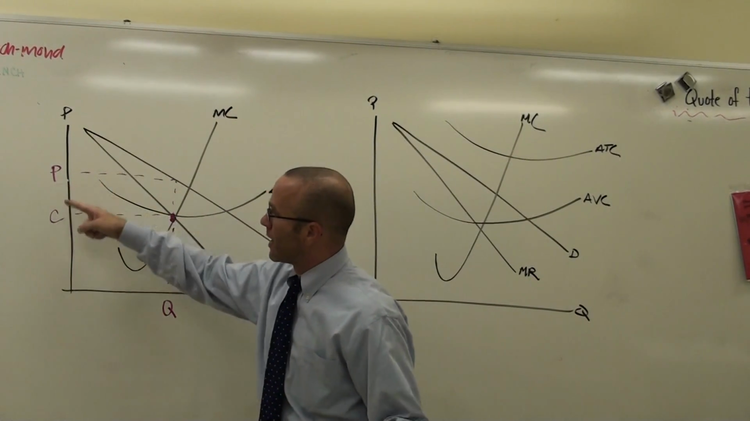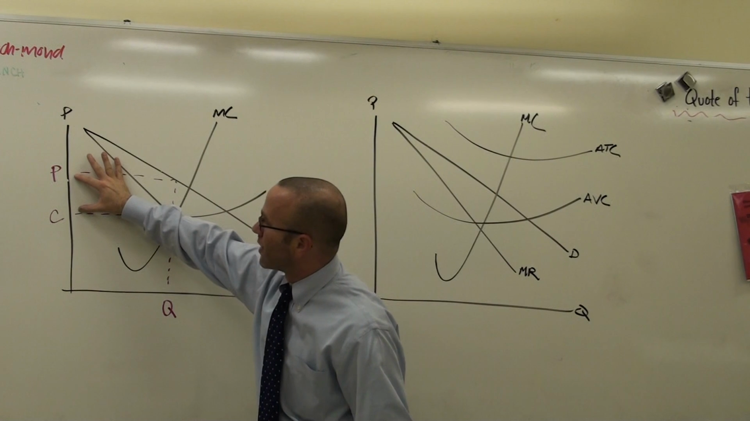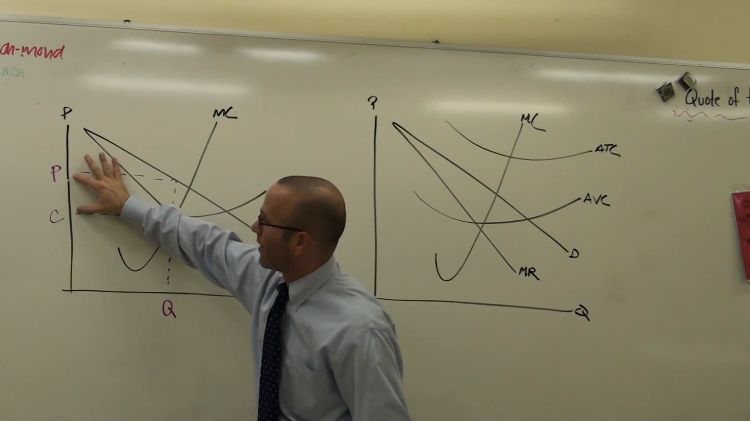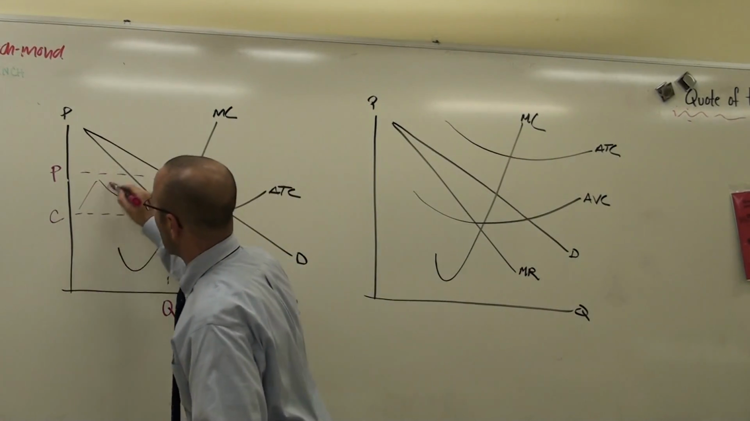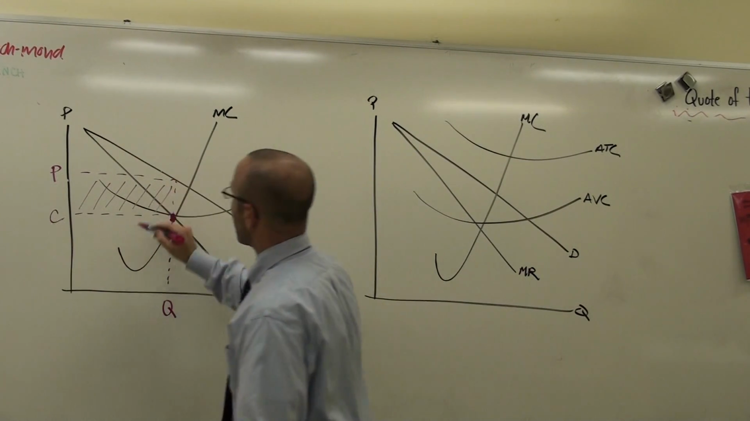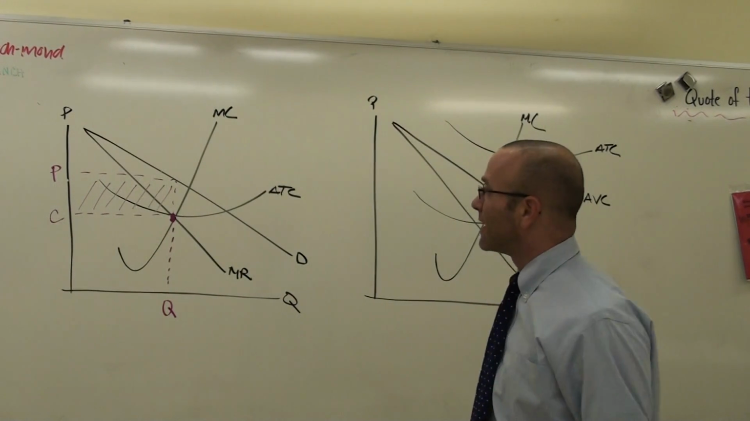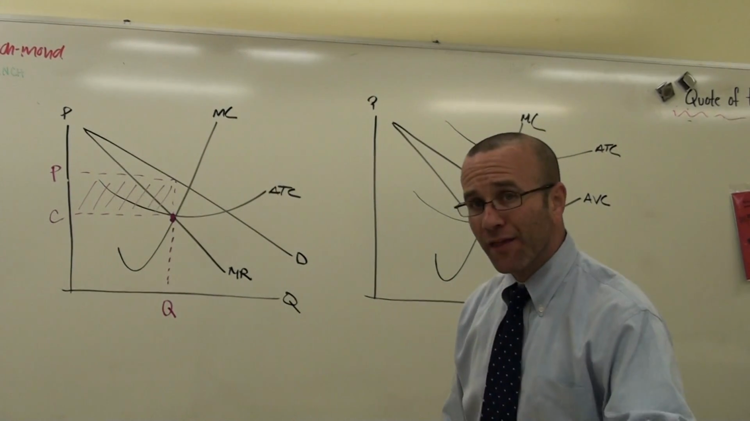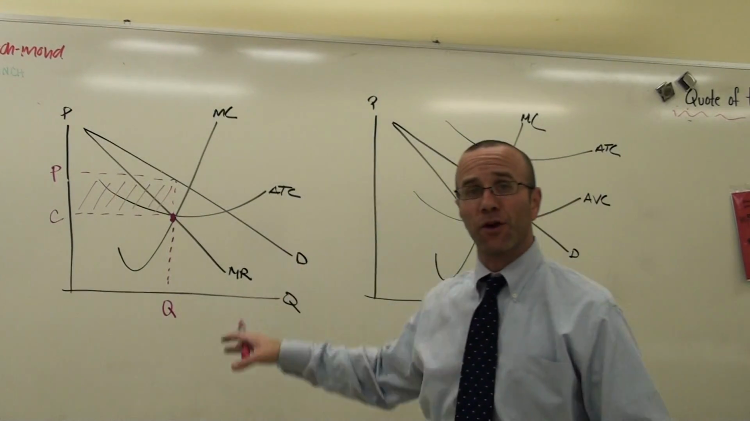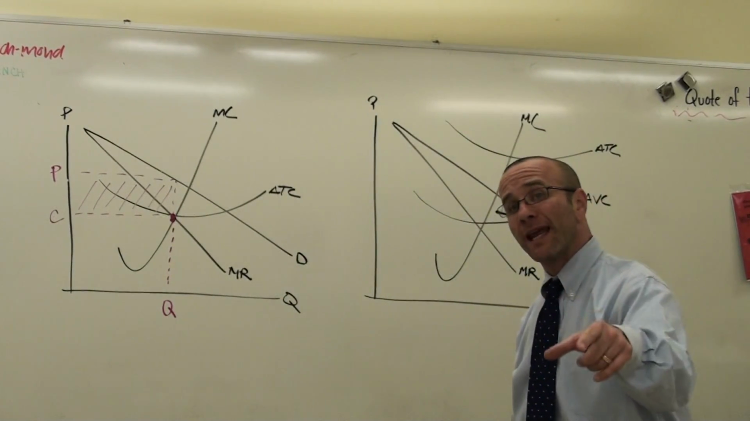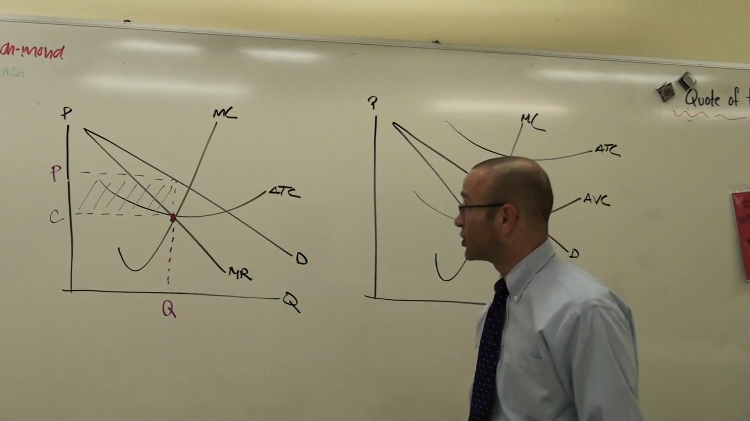P, the price per unit, minus C, the cost per unit, gives me the profit per unit right here. This is the profit per unit area. Profit per unit times the Q gives me total profit right there. Now, what's interesting is a monopolist will be able to maintain this profit in the long run because unlike perfect competition where firms can come in and lower the price, in monopoly there are barriers to entry. Firms cannot enter, therefore economic profits can persist.